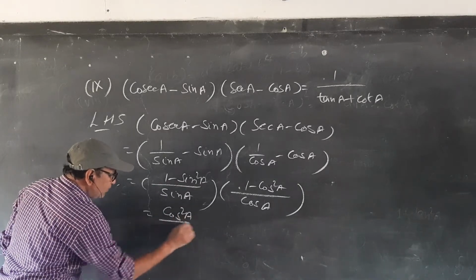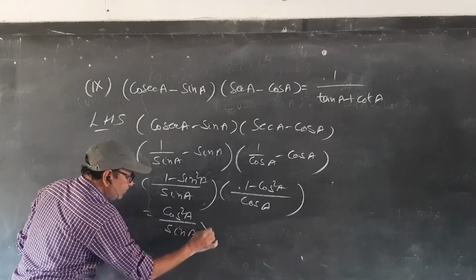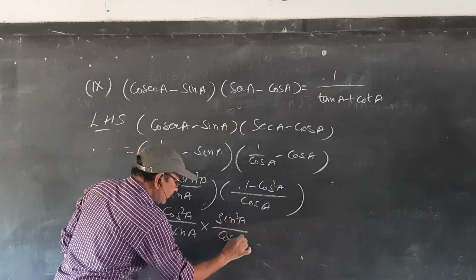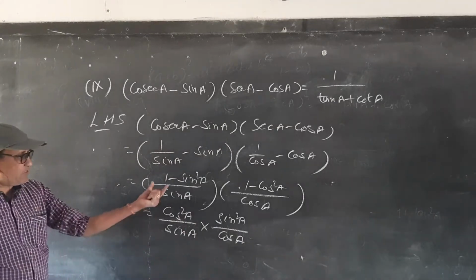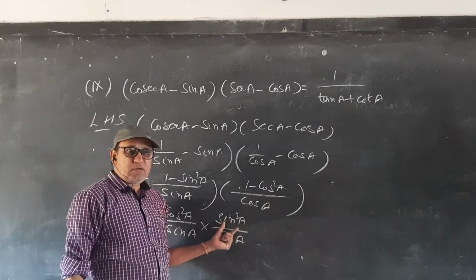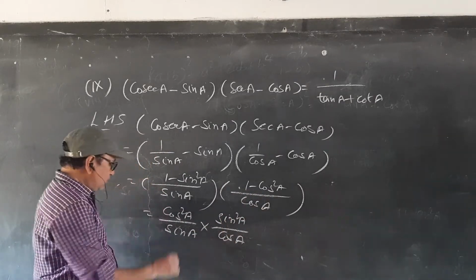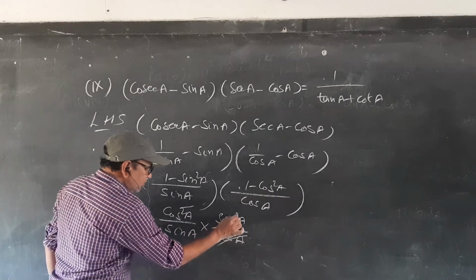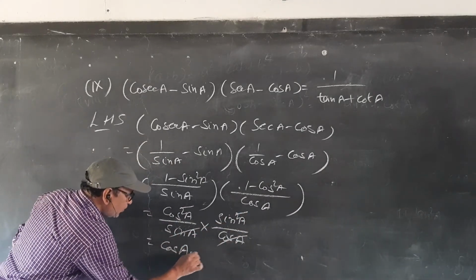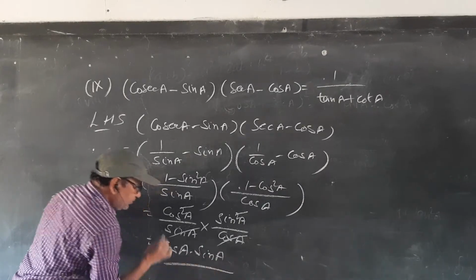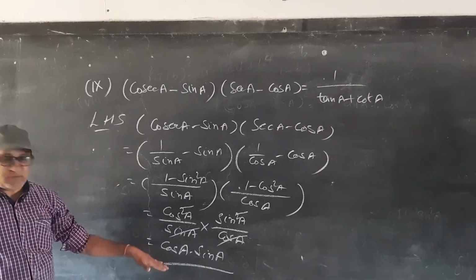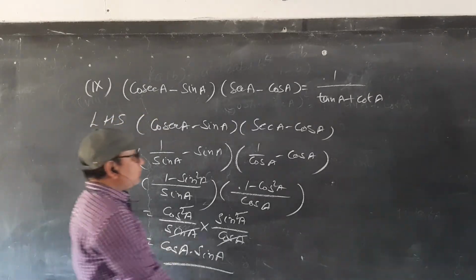Now 1 minus sin square A, as you know, is cos square A, upon sin A. And 1 minus cos square A is sin square A, upon cos A. So now what is remaining here? Cos square A upon sin A times sin square A upon cos A gives cos A into sin A. By solving the LHS, we get cos A into sin A. Now solve the RHS.